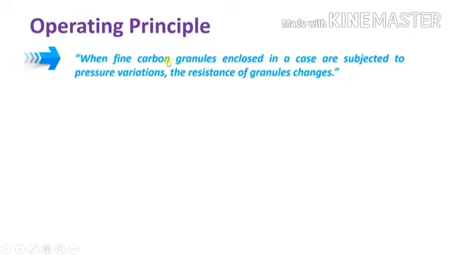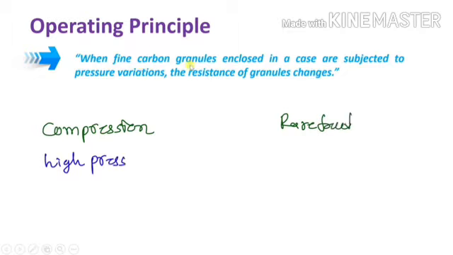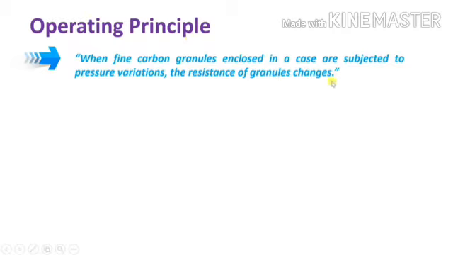So what happens is, as we apply sound pressure, there will be two different processes. One is condensation and second is rarefaction. During condensation process, carbon granules will be subjected to pressure, and during rarefaction, carbon granules will be having lower pressure. So due to pressure applied on carbon granules, resistance of carbon granules will change.